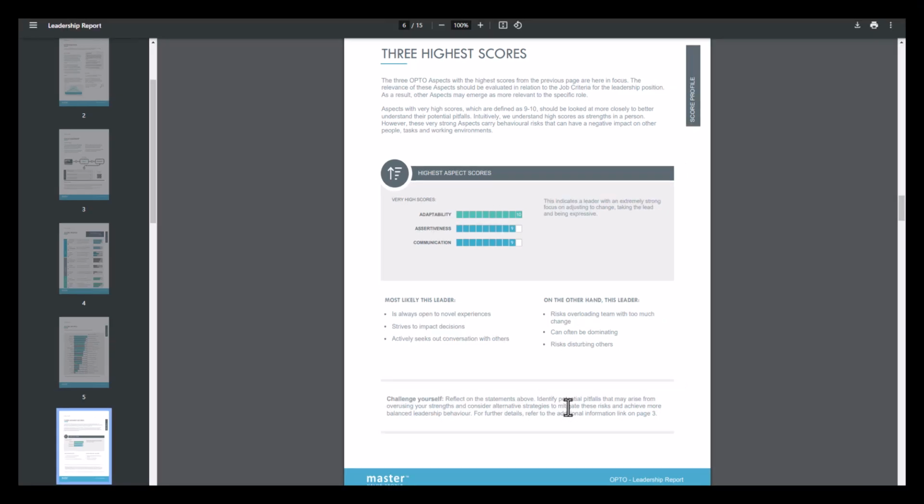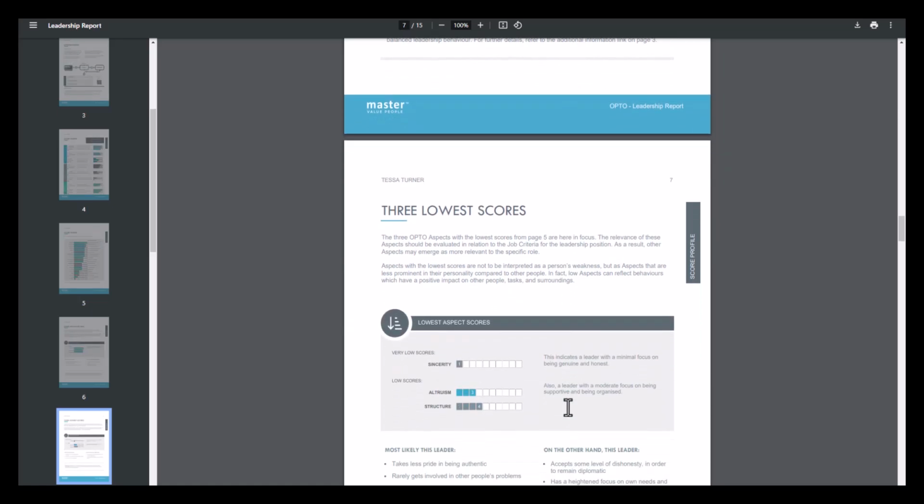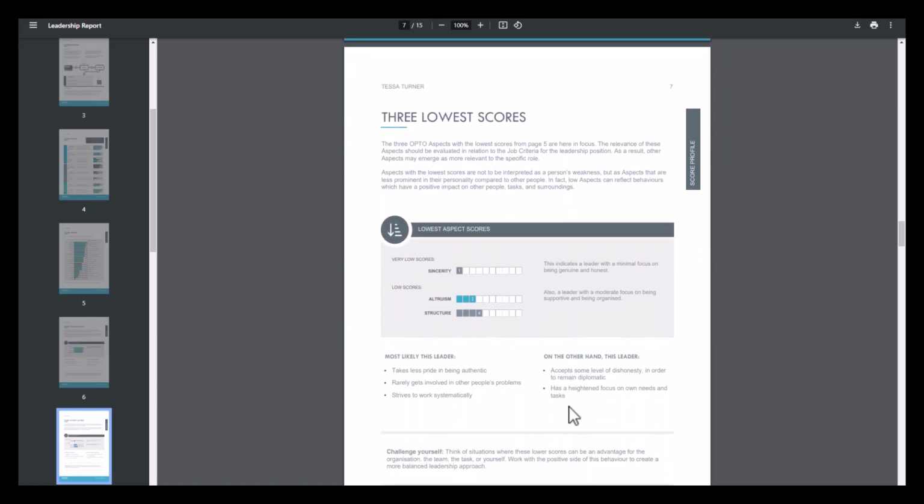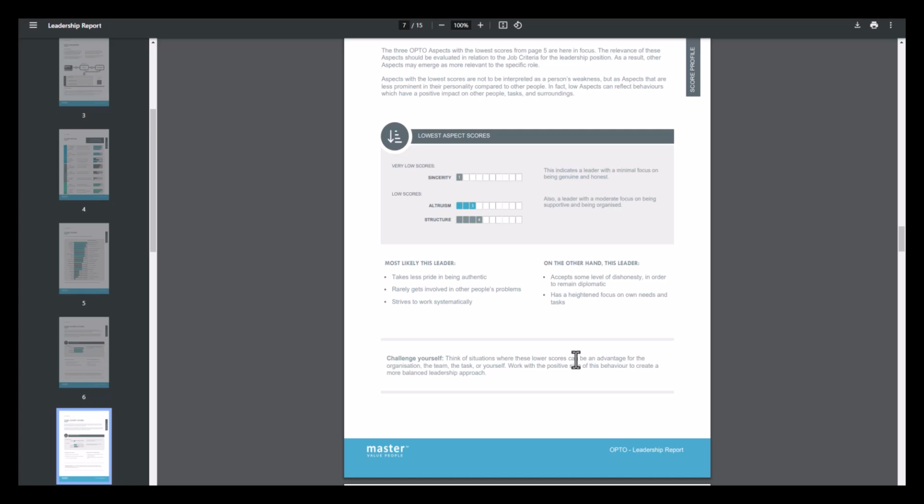As we move on, we come to the 3 lowest scores, the opposite side of the spectrum. Here again, we can see a description of the 3 lowest scores. And again, strengths on one side and pitfalls on the other. Finally, there's once more a prompt for the test participant to reflect.